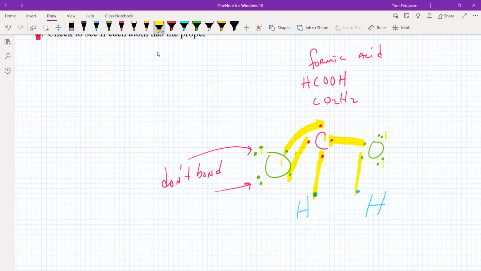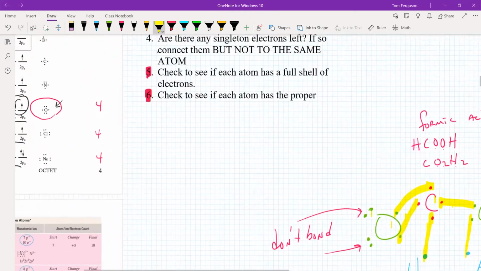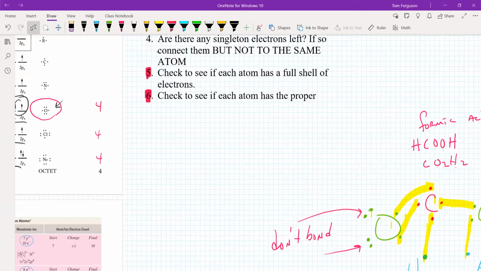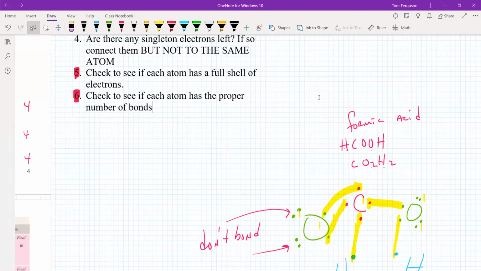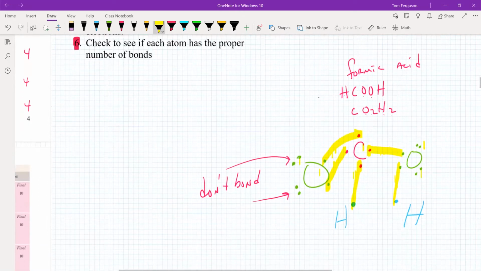Okay, so the number of bonds. Now what happened to this? Let me see here. Okay, and does each one have the proper number of bonds? Okay, so oxygen has 2 bonds. Oxygen on the right has 2 bonds. Carbon's got 4 bonds. Hydrogen has 1 and 1. So that's validated. So this is a legal structure.